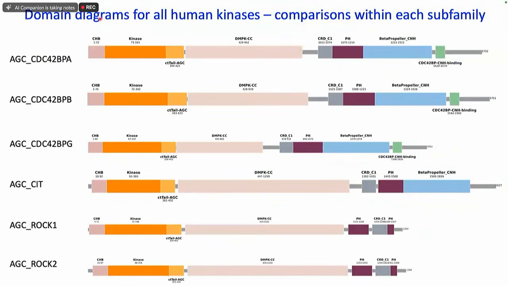So if we look at the domain diagrams of this set, these are 6 of the 8 kinases. I don't actually like this color, I think I may fix this. The DMPK-CC is all in the middle, in the same color, given the same name, the residue numbers are given, the kinase domains are here in orange, and some other domains are out here at the C-terminus. So the colors are the same across all of the structures of this small family of kinases.